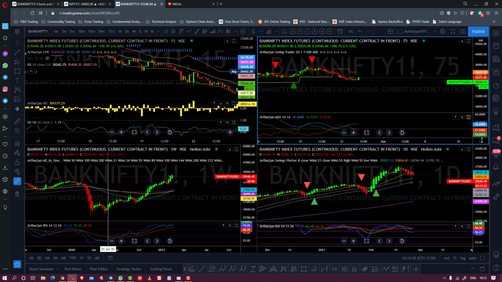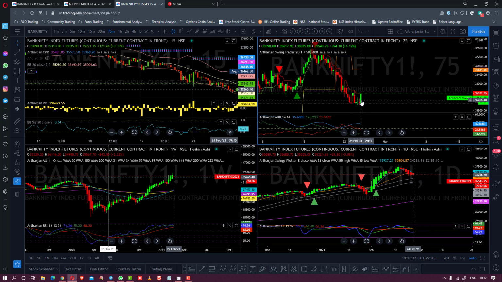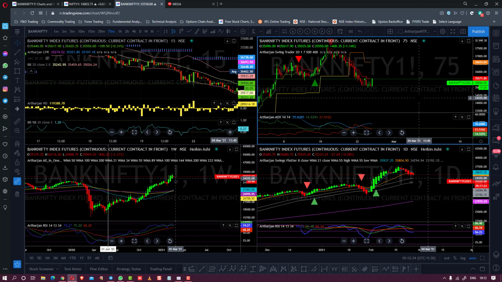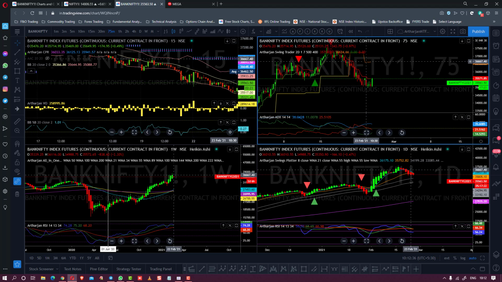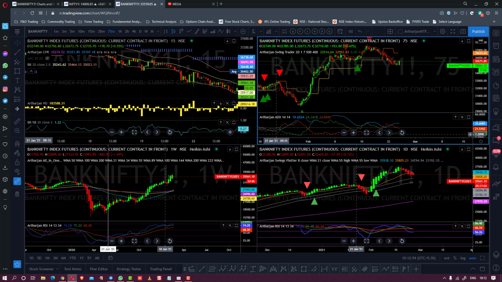Now you can see that this 75-minute candlestick is below the 2-day super trend, and though there is a green candle, it is kind of a misleading candle because it is below the 2-day super trend, and even on the 75-minute time frame, it is below the 75-minute super trend. So this trend is again not clearly established, so I will not be taking any call option, or buying any futures contract in Bank Nifty.